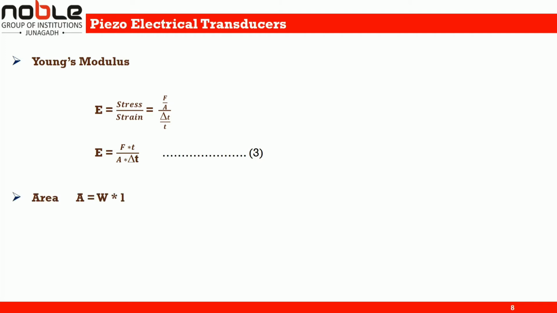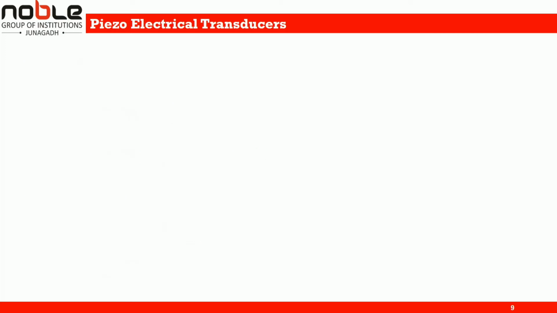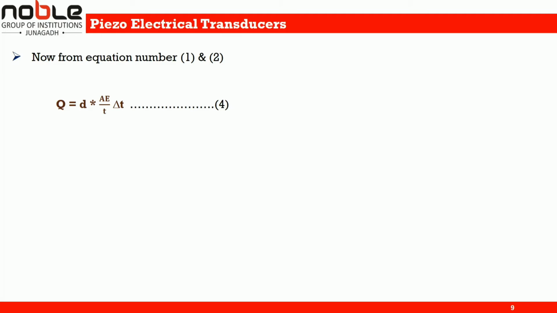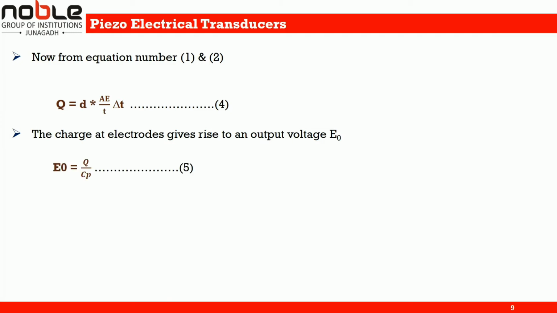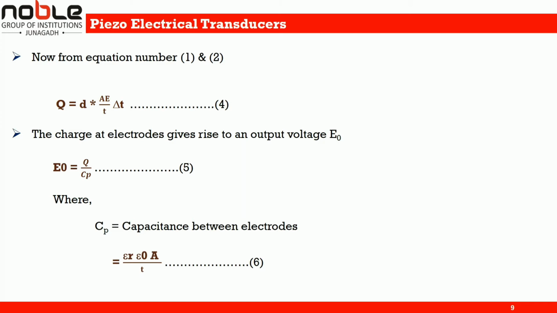Here area A is equal to W multiplied by L, where A is the area of the crystal, W is the width of the crystal, and L is the length of the crystal. Now from equation number 1 and 2, Q is equal to D multiplied by AE divided by T multiplied by delta T, that is equation number 4. The charge at the electrodes gives rise to an output voltage E0. So E0 is equal to Q divided by Cp, where Cp is the capacitance between electrodes, and Cp is equal to epsilon R epsilon 0 A divided by T, that is equation number 6.